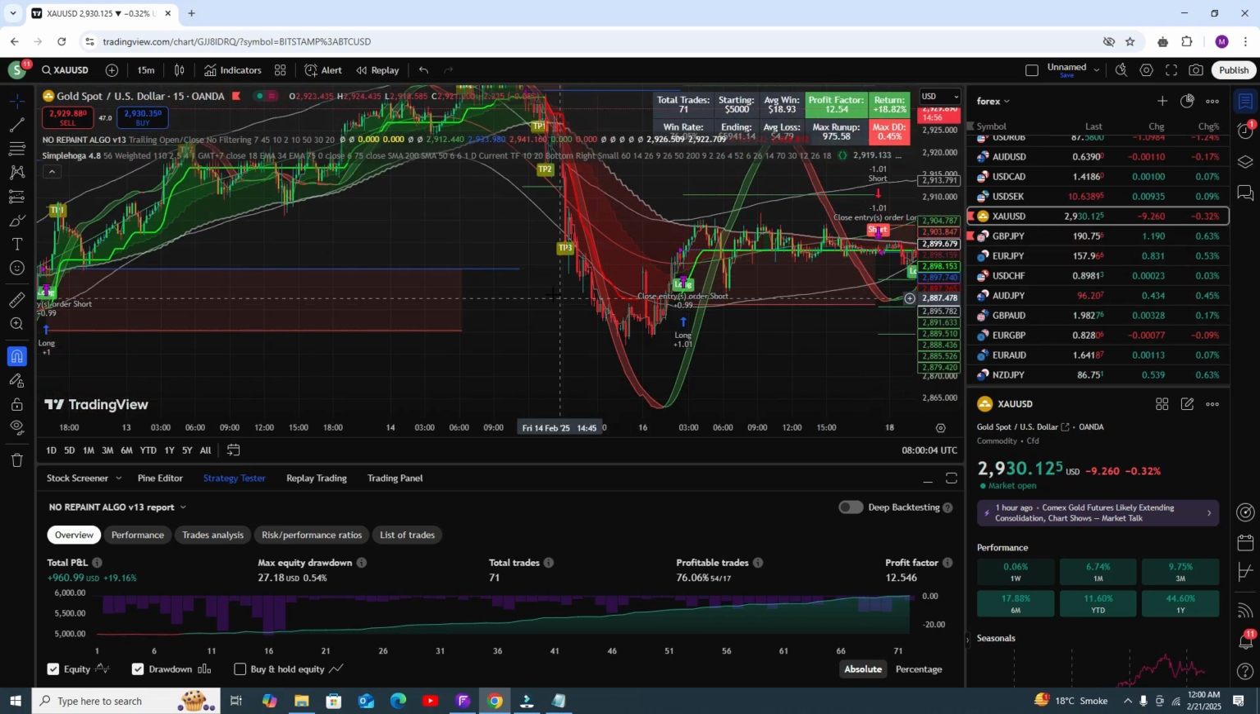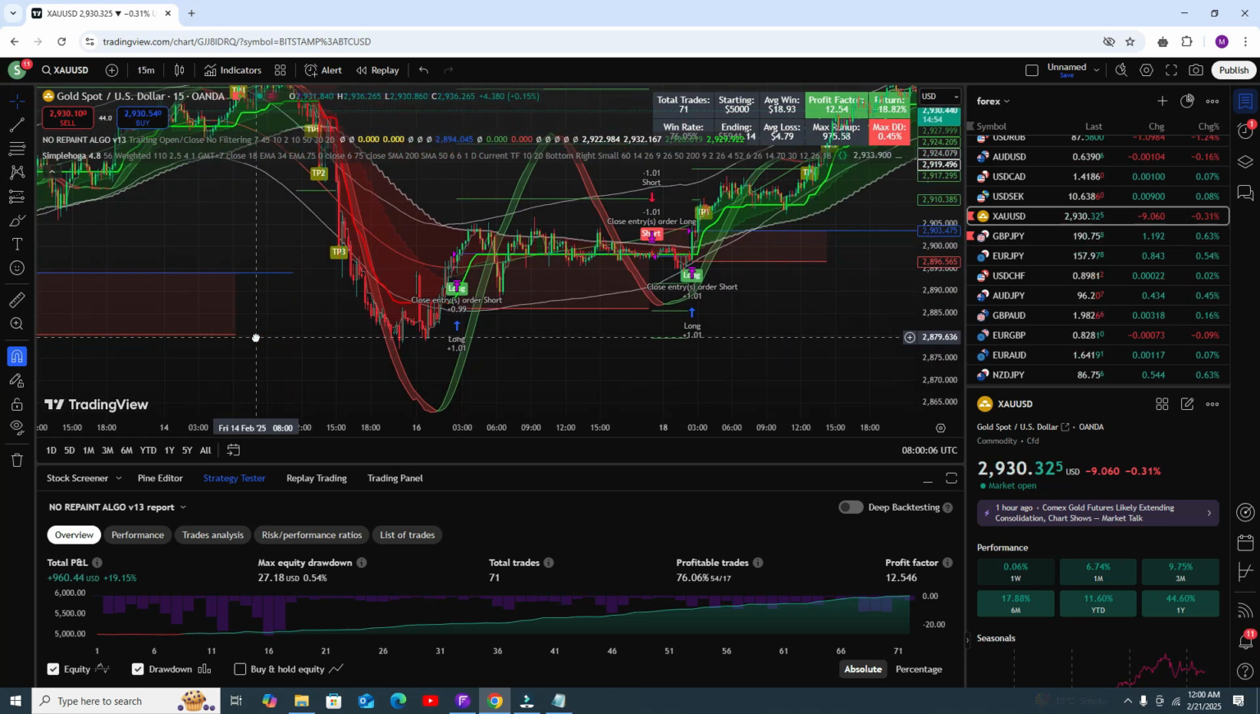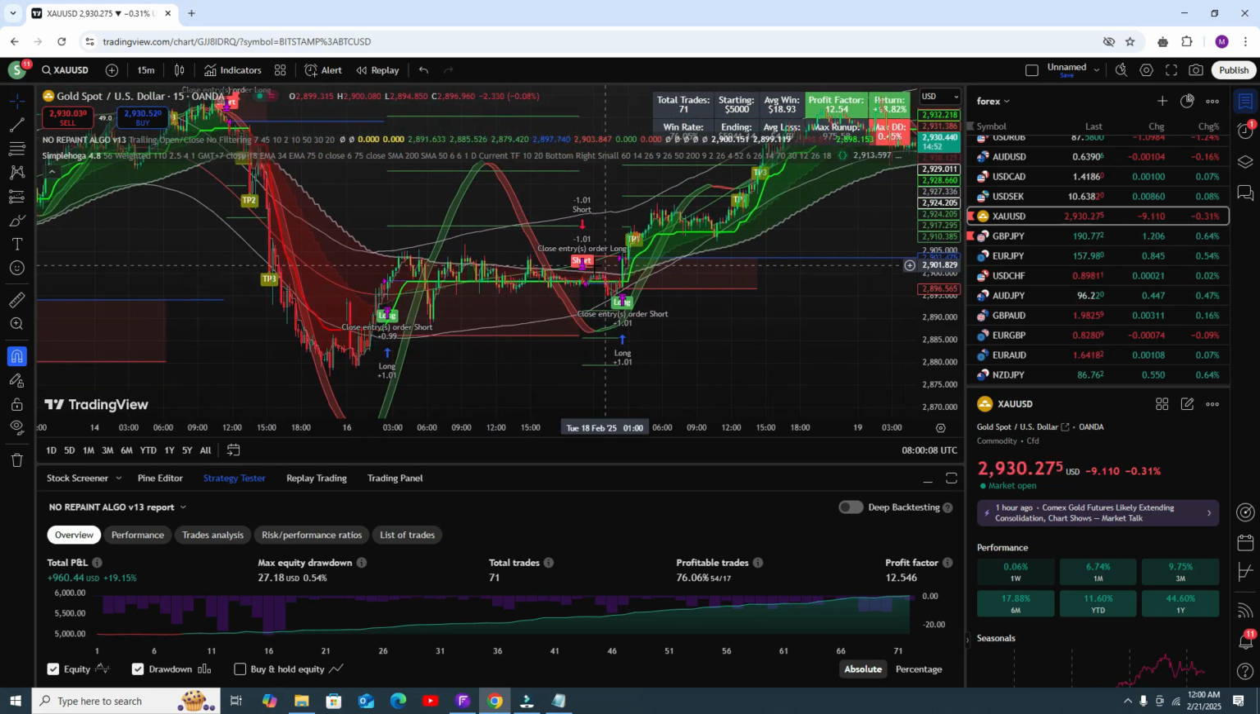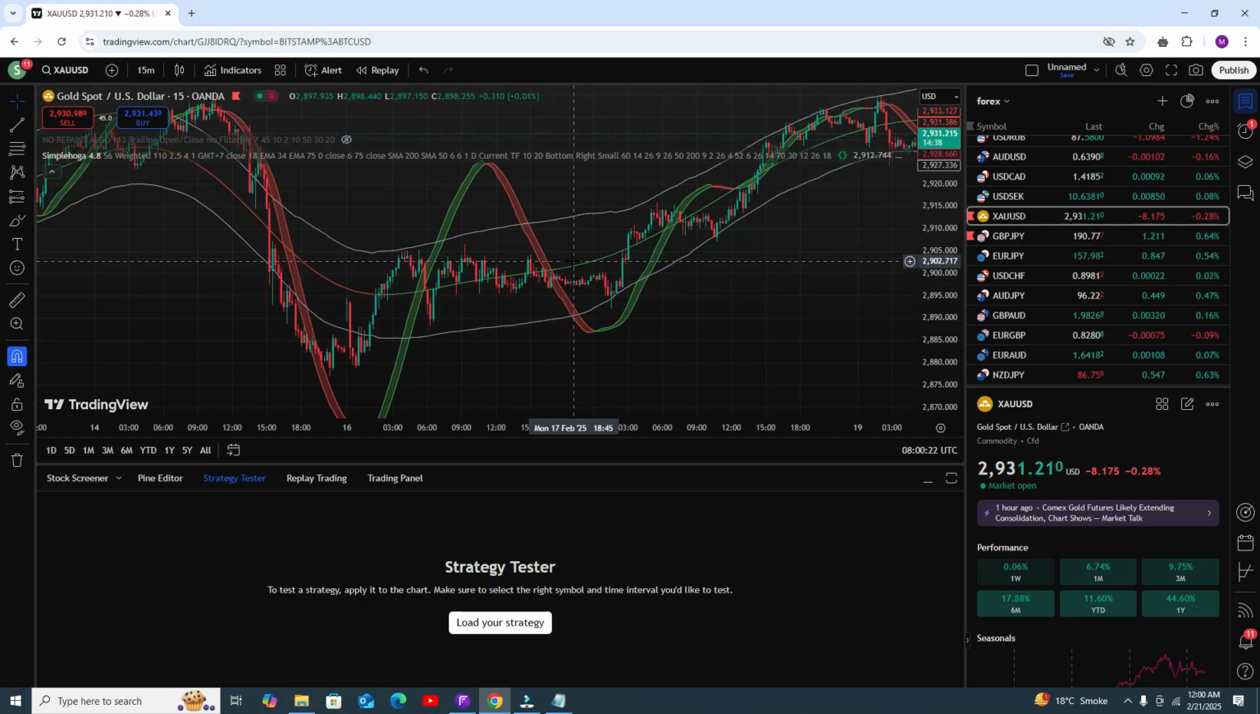Okay, let me show you some wrong trades here. Here you got the sell signal, but wait, you can see you got the signal, but the signal is below the middle line. Okay, let me show you. This is our middle line. Okay, this is the middle line.